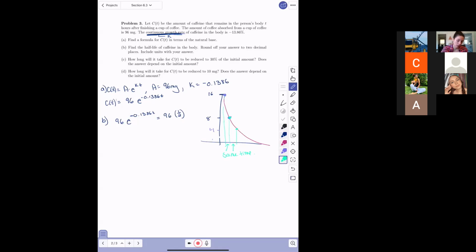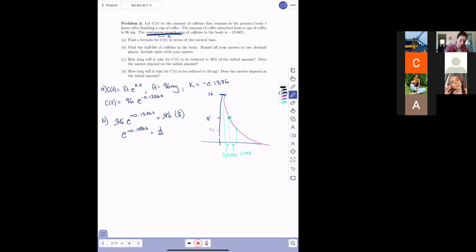Okay, so when I go ahead and solve this equation over here, what's my first thing I'm going to do? Divide by 96. Good, and those divide out, and we're left with e to the power of negative 0.1386t equal to 1/2. Now, what do I do here to solve for t? Take the natural log of each side. Good, we'll go ahead and take the natural log of each side.